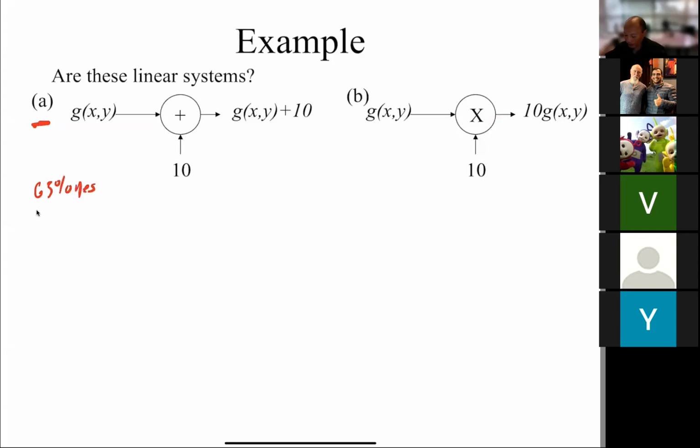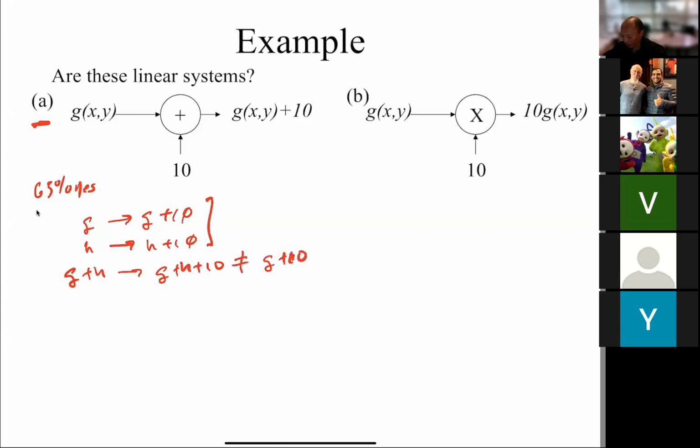If I have G, I know that it's going to go to G plus 10. And let's say I have some other input H. According to the formula, that would go to H plus 10. And if I come in with G plus H, according to the formula, that would be G plus H plus 10. The question is, does that equal the sum of these two? And it doesn't. G plus 10 plus H plus 10 equals G plus H plus 20. So it doesn't satisfy addition, so it's definitely not linear.